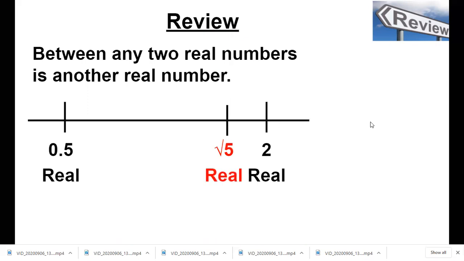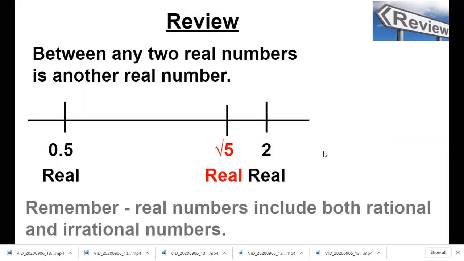So square root of 5 is also a real number. Remember, real numbers include the imperfect squares. So square root of 5 fits right in there, doesn't it? What is the square root of 5? Anybody know? 2.24 about. So yes. Well, actually, 2.24 would be on the other side of 2, wouldn't it? Yeah. Okay, remember, real numbers include both rational and irrational numbers.